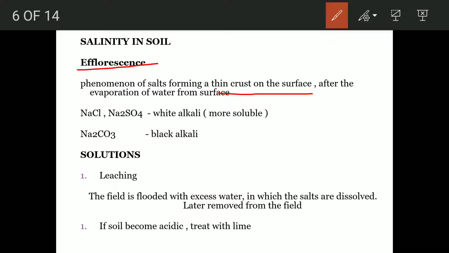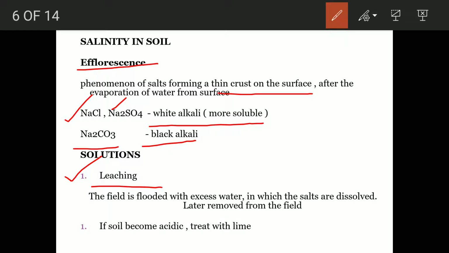Salts like sodium chloride and sodium sulfate will produce white precipitate, so they are called white alkali. They are comparatively more soluble. Salts like sodium carbonate will produce black precipitate, so they are called black alkali. The first solution for reducing the salinity of the soil is leaching. Leaching is the process of flooding our field with excess water so that the excess salt gets dissolved in this water and later the excess water is drained off from the field. This process is called leaching.